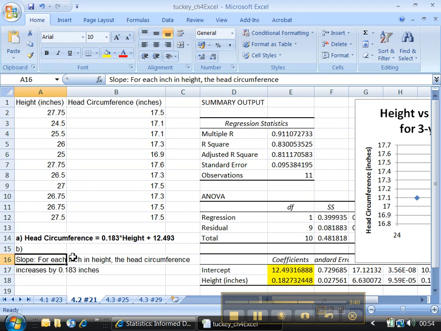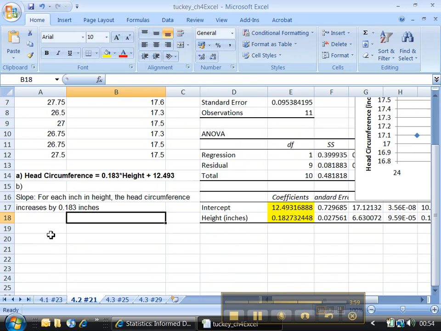So it's always every time the x, now that x in this case was height, right? Well, every time the x goes up by 1, so single inch, the y, head circumference, changes by whatever your slope is, in this case 0.183. That's how to interpret slope.